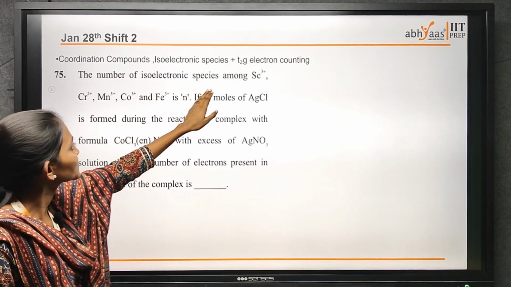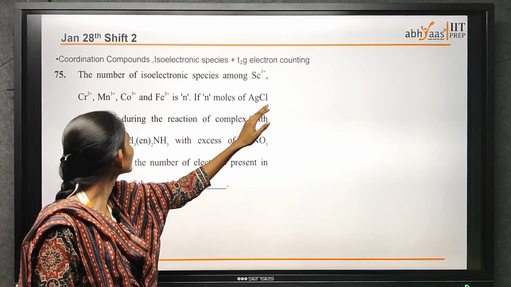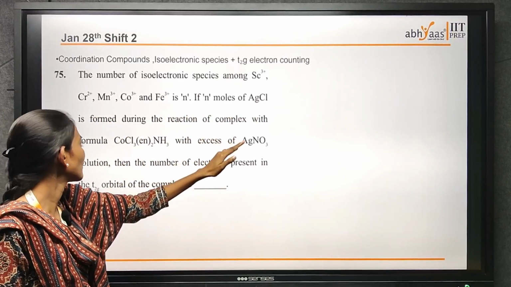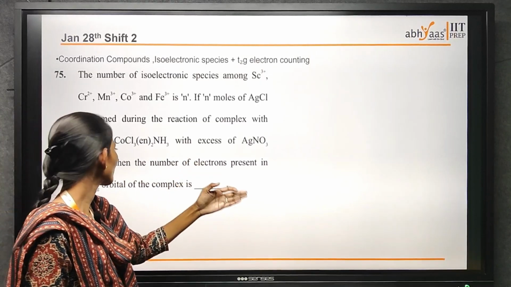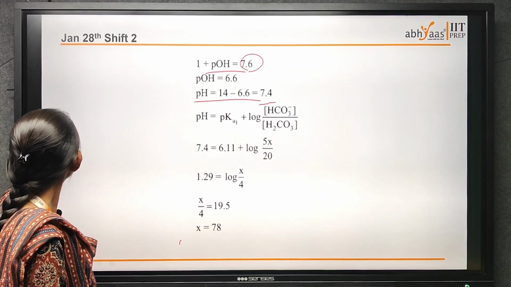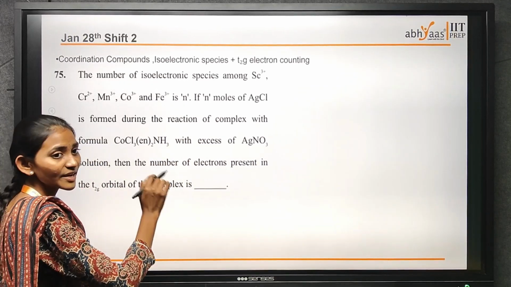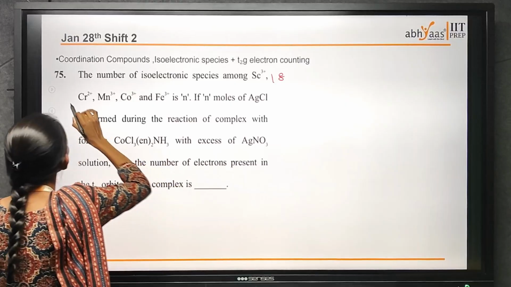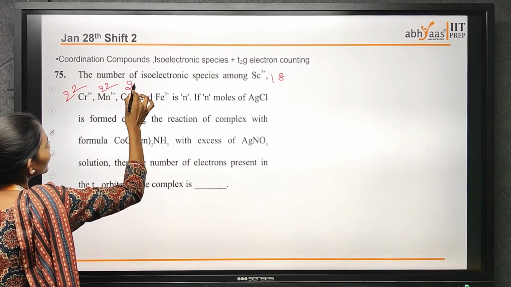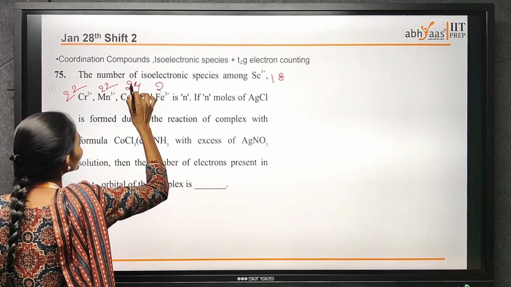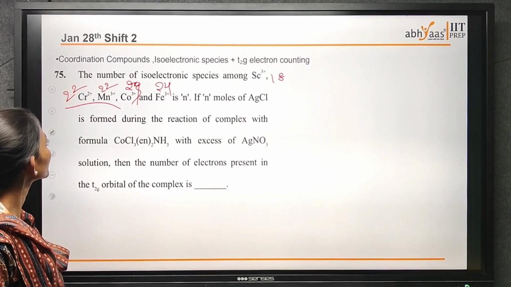The number of isoelectronic species among scandium, chromium, manganese, cobalt and ferrous is n. If n moles of AgCl are formed during the reaction of the complex with excess silver nitrate solution, then the number of electrons present in the t2g orbital is asked. So here they are asking about electron species. For scandium we are having 18, for chromium 22, for manganese 22, and for the others 23, 24. So the same is seen for chromium and manganese.